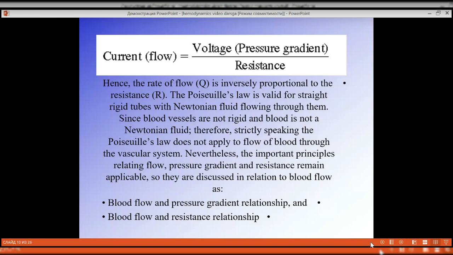Poiseuille's law is valid for straight rigid tubes with Newtonian fluid flowing through them. Since blood vessels are not rigid and blood is not a Newtonian fluid, strictly speaking, Poiseuille's law doesn't apply to the flow of blood through the vascular system. Nevertheless, the important principles relating flow, pressure gradient, and resistance remain applicable, so they are discussed in relation to blood flow: the blood flow and pressure gradient relationship, and also the blood flow and resistance relationship.